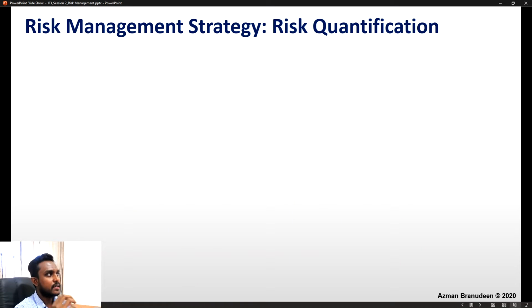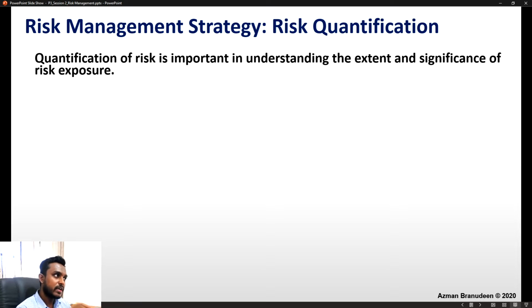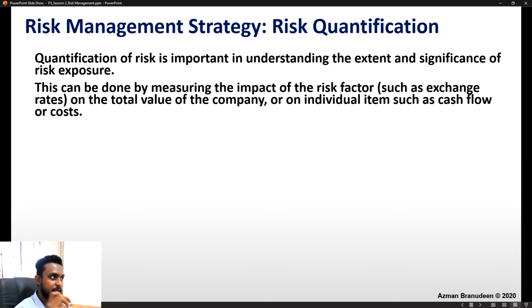Next, we look at risk management strategy, the quantification aspect. When we understood risk, the initial discussion in segment 1 is we understood that risk is always something that has a predictable nature to it, and therefore you try to quantify it all the time. Quantification of risk is important in understanding the extent and significance of the risk exposure. This can be done by measuring the impact of the risk factor, such as exchange rates, on the total value of the company or on individual items such as cash flow or costs.